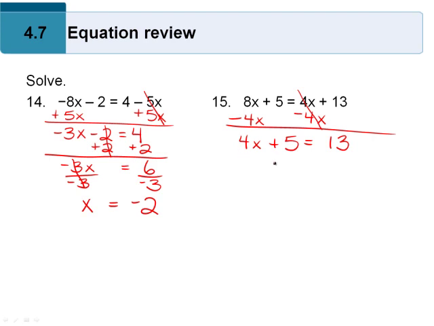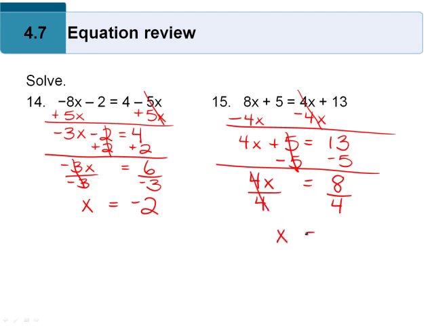Now I need to get rid of the constant. So I'm going to get rid of that 5 by subtracting 5. So 4x comes down, the 5's are gone, and 13 minus 5 would be 8. And now your last step, divide by 4 on both sides. The 4's cancel, so x equals 2.